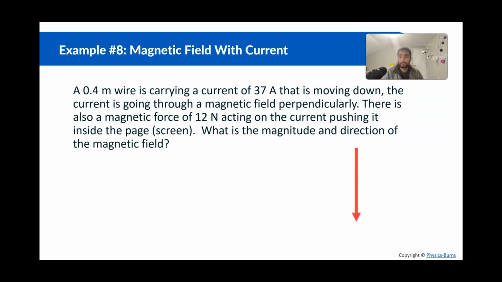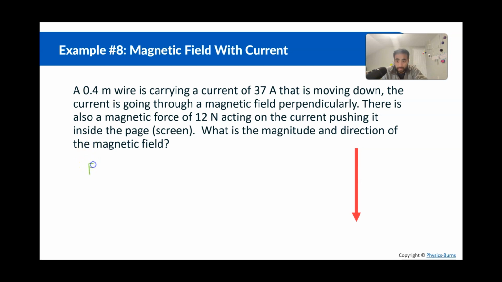A 0.4 meter wire is carrying a current of 37 amps that is moving down. The current is going through a magnetic field perpendicularly. There is also a magnetic force of 12 newtons acting on the current, pushing it inside the screen. What is the magnitude and direction of the magnetic field?